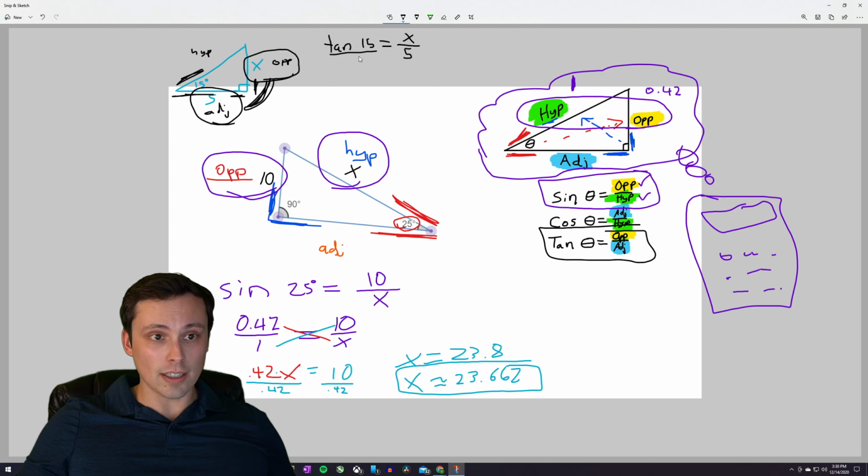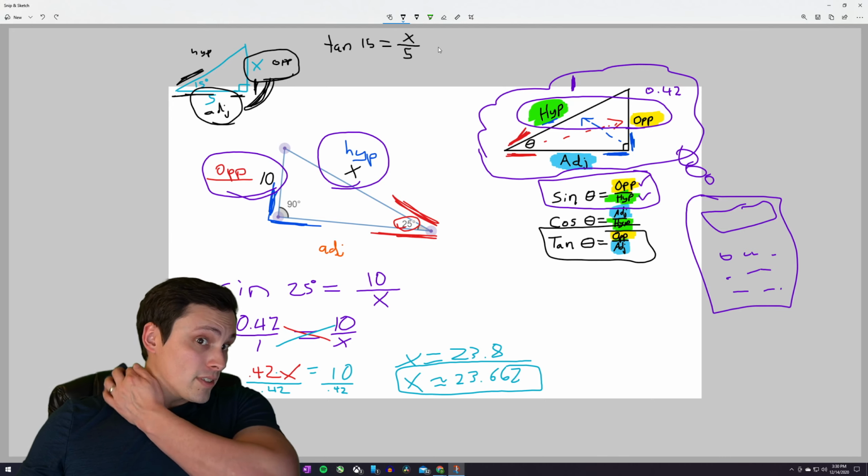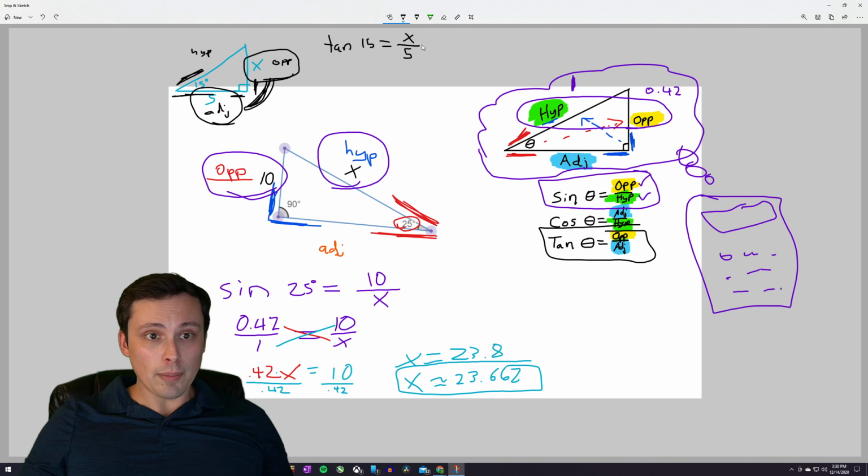If you wanted to cross multiply, you could put a 1 on the bottom here and do 1 times x is x equals 5 times tangent 15. You'll get the same answer. But this one would be easier if you just multiply both sides by 5. So let's think about it that way. If we multiply both sides by 5, it's gone from this side. So we would get x is equal to 5 times tan 15.